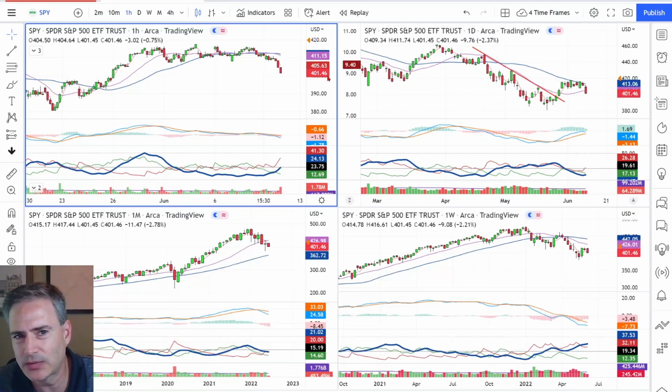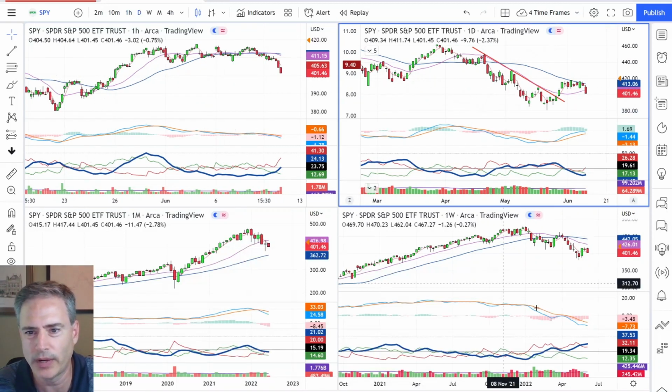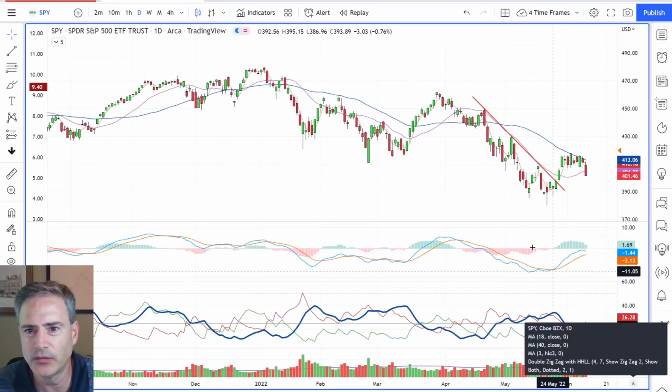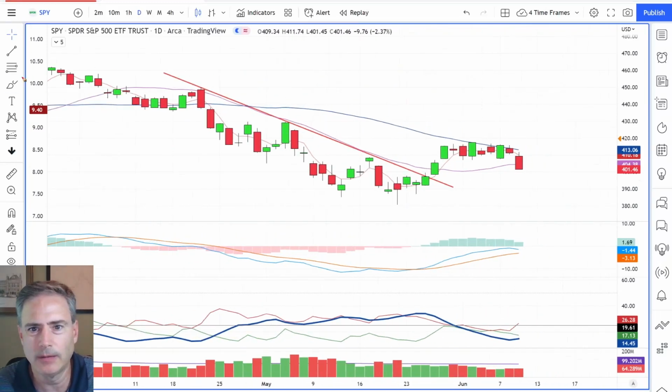Now, I'm not saying that this was the greatest short of all time, and one of the things I wanted to point out here is the volume. This is what's been bugging me. We had this move to the upside, and notice how we didn't have one abnormal volume day.